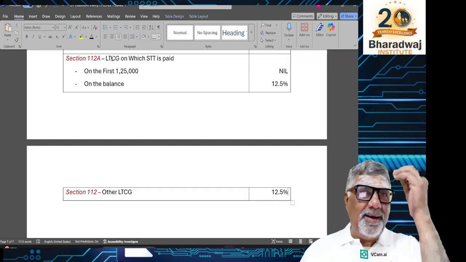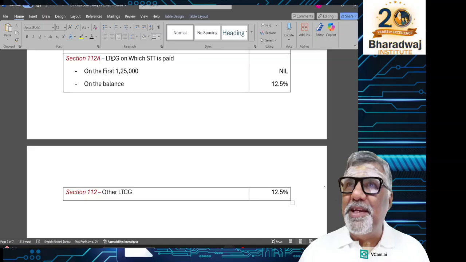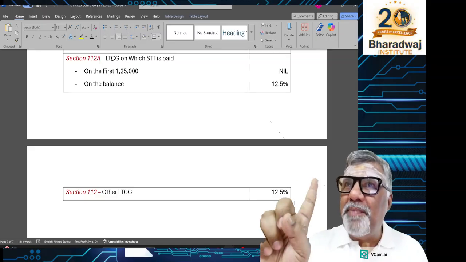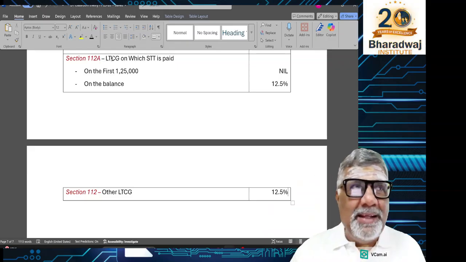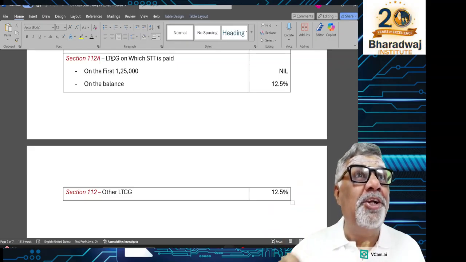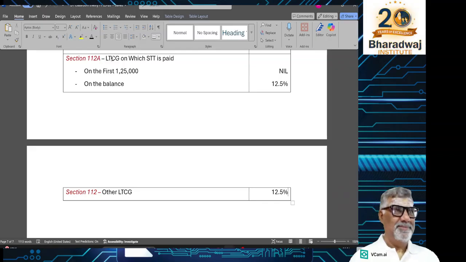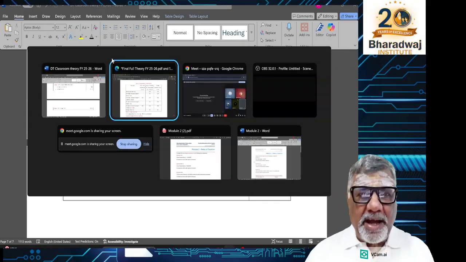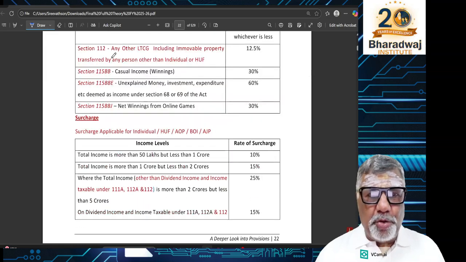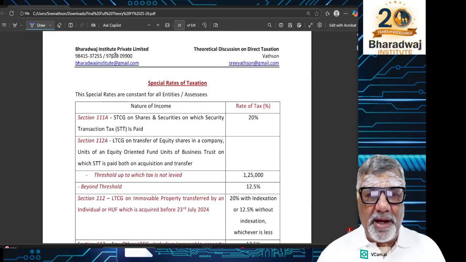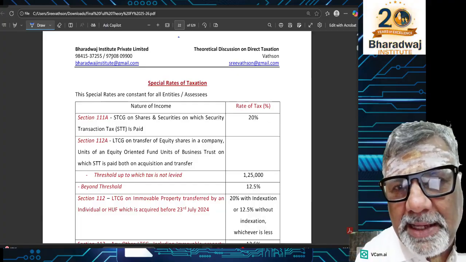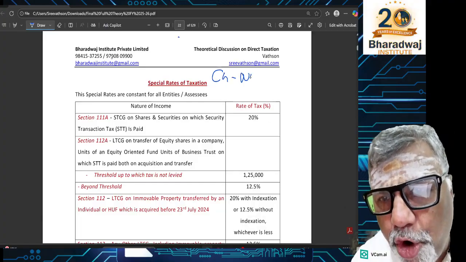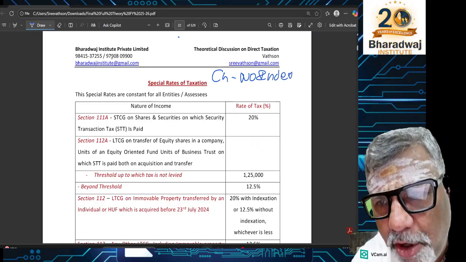Remember the brainwork of the finance ministry. They did not make this amendment in the capital gain chapter. They made the amendment only in 112. I have a reason for making you understand this for some time. Remember, in the capital gain chapter, no indexation. You cannot claim it.